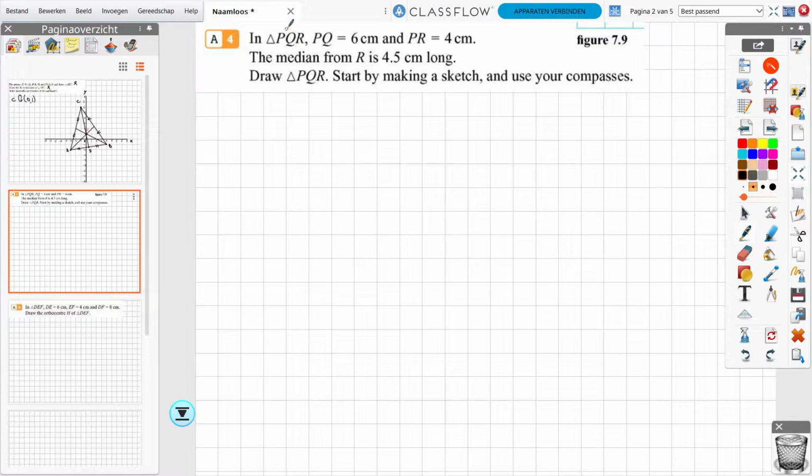In triangle PQR, PQ is 6 centimeters and PR is 4 centimeters. The median from R is 4.5 centimeters long. Draw triangle PQR, start by making a sketch and use your compasses. Well, start by making a sketch, that's okay.